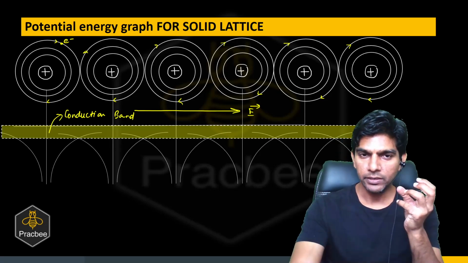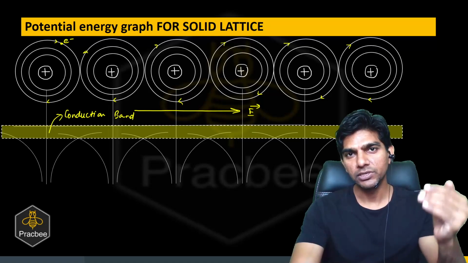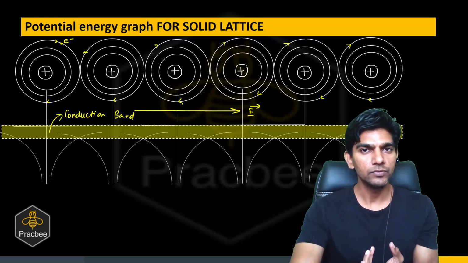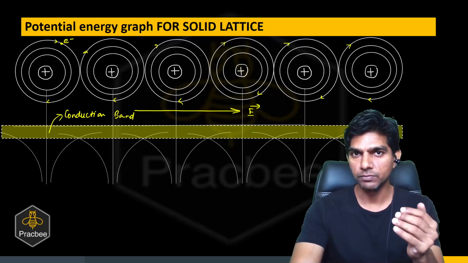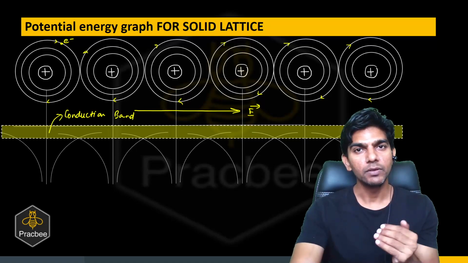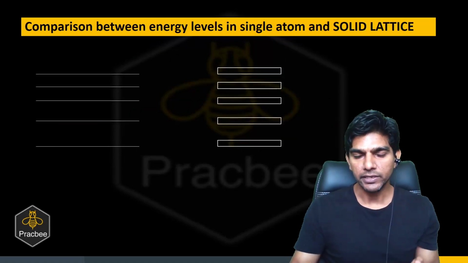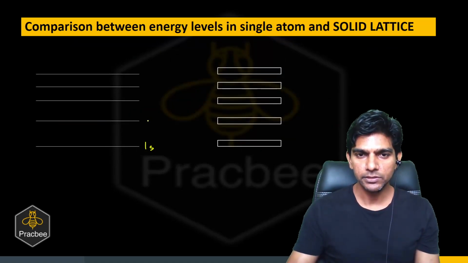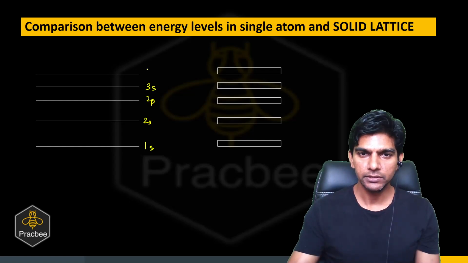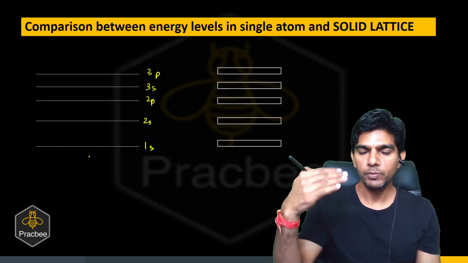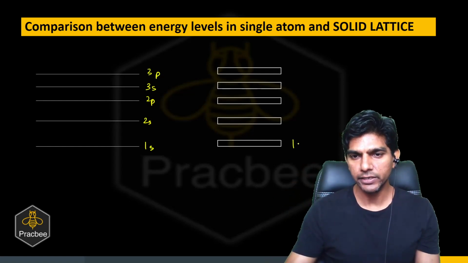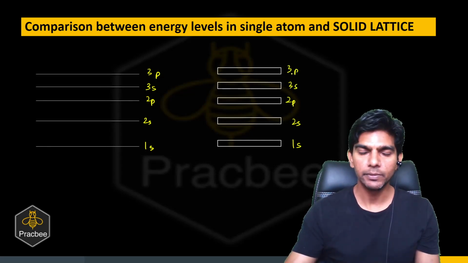In an isolated atom, we have discrete energy levels, but if we have more than one atom, then the discrete energy level system will be violated, and we will have bands instead of discrete values. I can show it like this. Let us say this is the 1s orbital, this is 2s, 2p, 3s, 3p. So 1s will have a range of energies, which is known as a band. So this will be the 1s band, 2s band, 2p, 3s band, 3p band, like this.